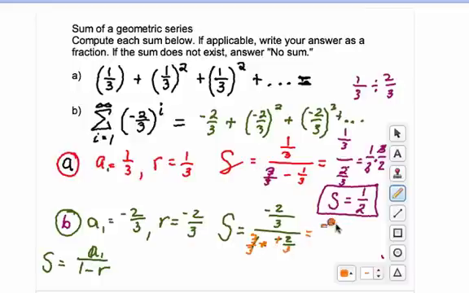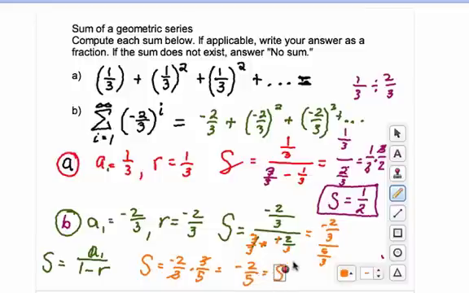So I've got a negative 2/3 divided by 5/3. Okay, so essentially what we've got here is a negative 2/3. If we're going to divide it by 5/3, it's the same as multiplying it by the reciprocal, 3/5. And we can see that these 3's will cancel out, or simplify, and leaves you with a negative 2/5. And that is going to be the sum. And remember, we could find the sum of both of these because the r values were between -1 and +1. Okay, let's look at another example.